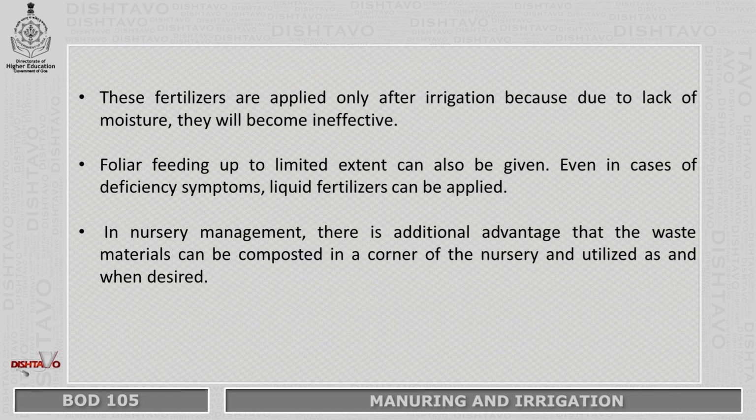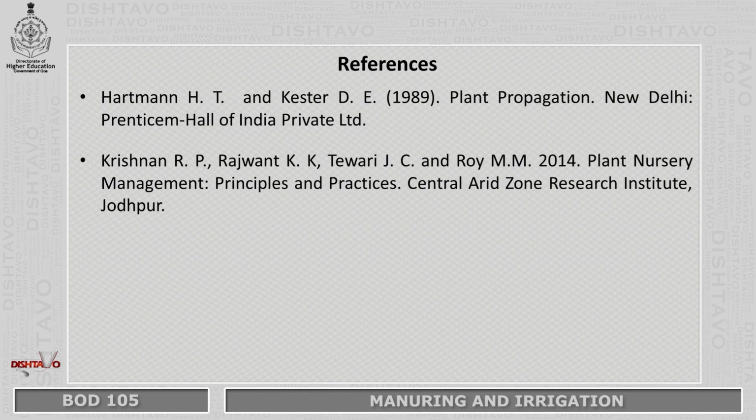These fertilizers are applied only after irrigation because due to lack of moisture, they will become ineffective. Foliar feeding up to a limited extent can also be given. Even in case of deficiency symptoms, liquid fertilizers can be applied. In nursery management, there is an additional advantage that the waste material can be composted in a corner of the nursery and utilized as and when desired.